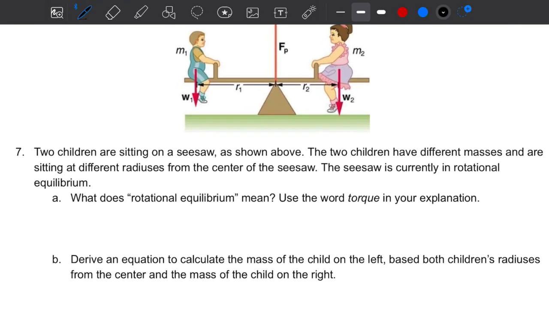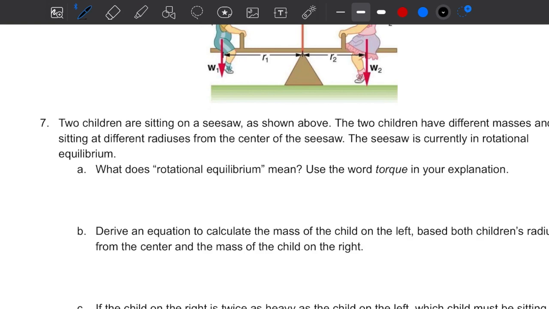Going to the back page, we've got two kids on a seesaw. Usually the seesaws are balancing problems. We're balancing torques. If we have balanced torques, we don't have any angular acceleration. The system's in equilibrium. It's a constant angular velocity. Could be 0, it could be non-zero.